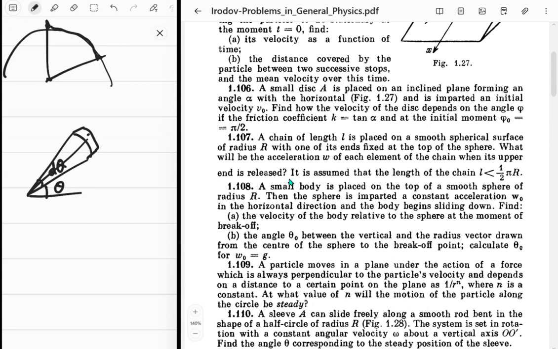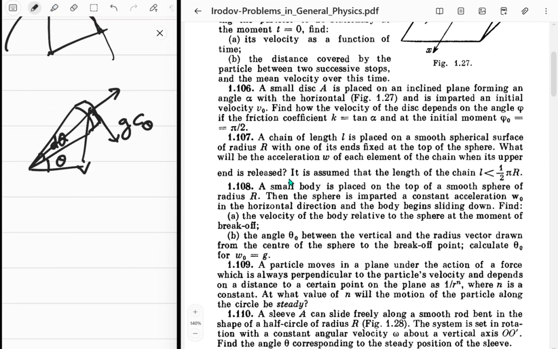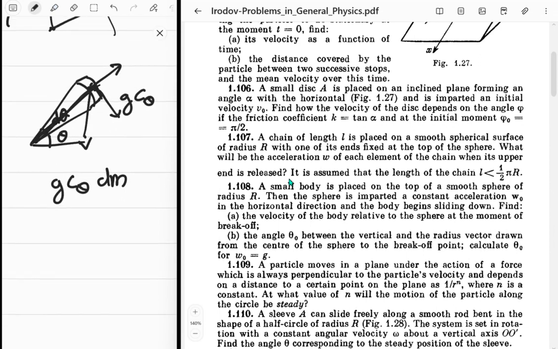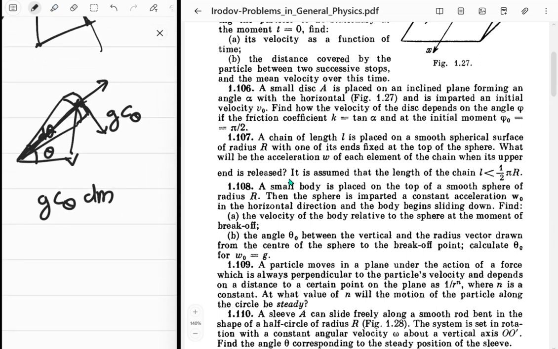Yeah, you've got gravity acting down. There is a normal force, which you don't worry about. This is g cosine theta in this direction, times this thing, so that times the mass, because the force is what we look for. It's going to be g cosine theta times dm. That's the force, and that times this length, which is the radius.